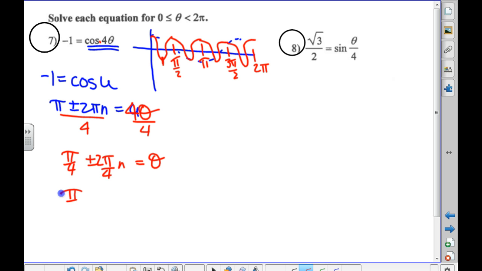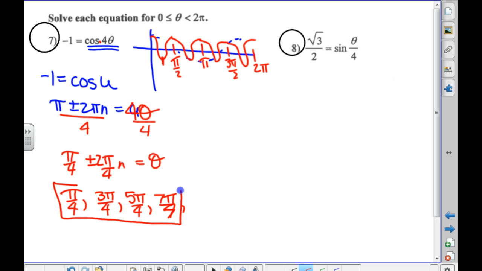So the first one is pi over 4. After that, if I add 2/4, I get 3/4. If I add another 2/4, I get 5/4. If I add another 2/4, I get 7/4. After that, I'm at 9/4, which is bigger than 2. So we had these 4 solutions. This one was really nice because it was -1. We could have just looked at the graph and probably figured them out, okay? If it's not -1 or 0 or +1, it's not so nice.